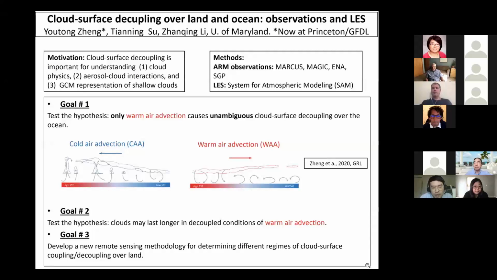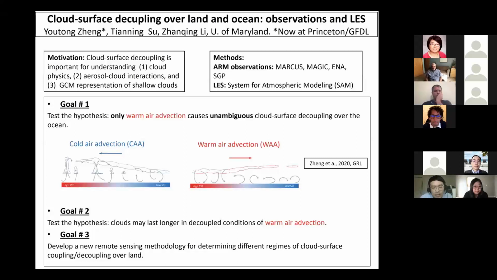In the first goal, we want to test the hypothesis that only warm air advection can cause the unambiguous decoupling between the cloud and surface over the ocean. And by unambiguous, we mean that there's no cumulus coupling here.